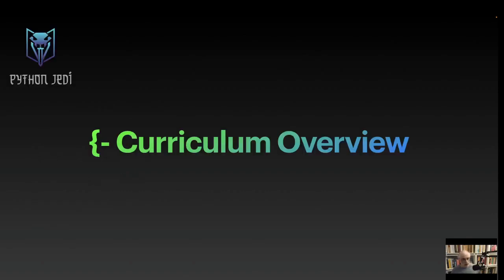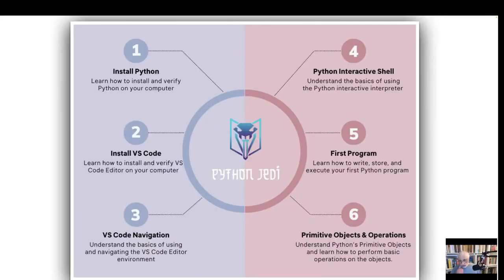All right, so curriculum overview. What are we covering? This is the first half. Number 1, you should have installed Python on your computer and verified that it's working. Next, you should have installed VS Code. That's the cockpit. That's the critical environment that we'll be using throughout your coding.